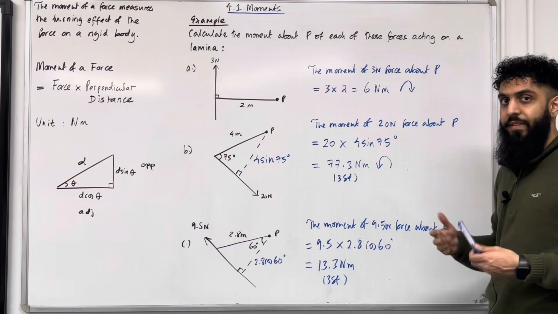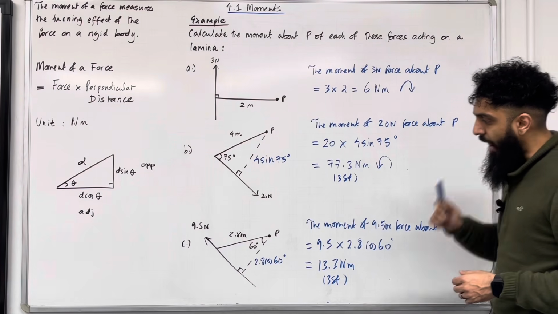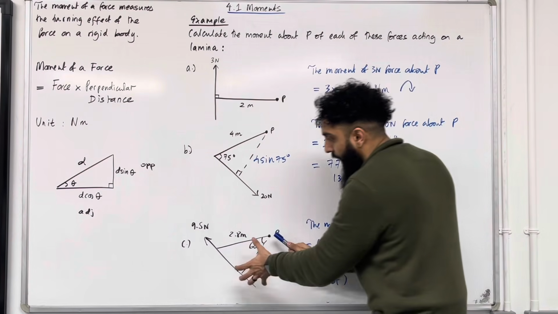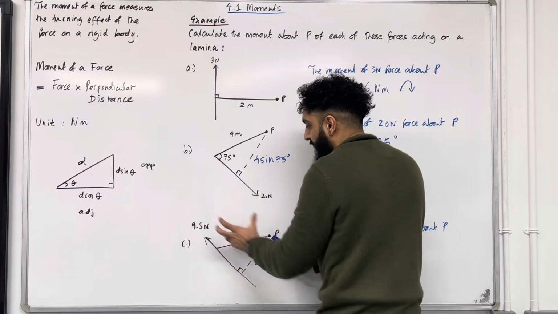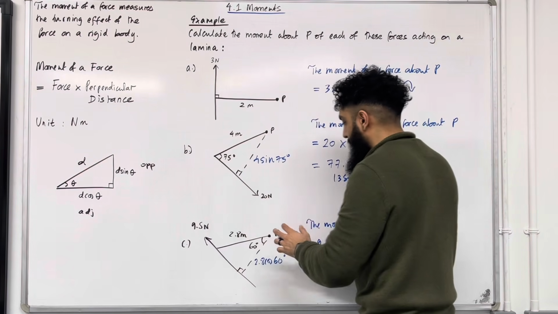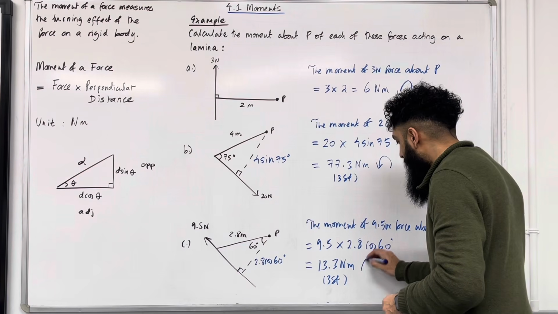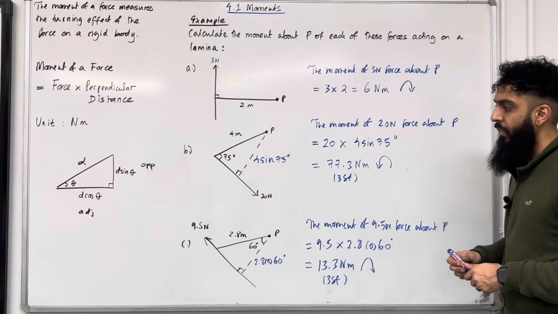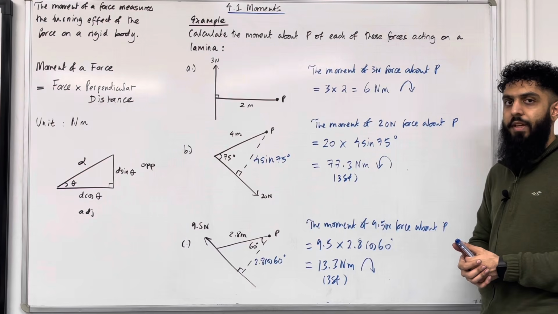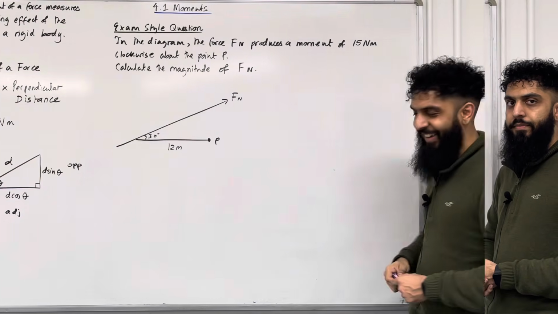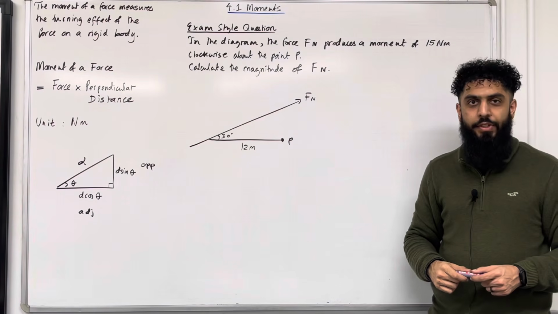Again, I need to specify a direction. So if I hold the point P and I apply this force, it's going to take the entire lamina clockwise. So we've got 13.3 Newton meter going clockwise. That there, ladies and gents, completes my example. Moving on to an exam style question.